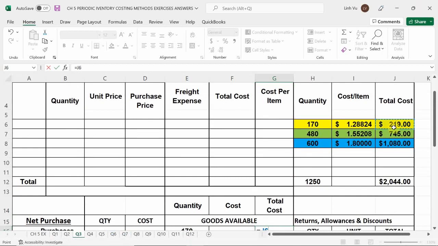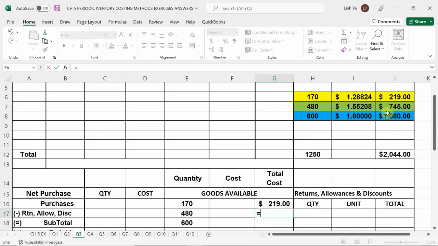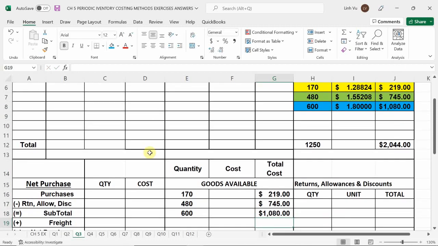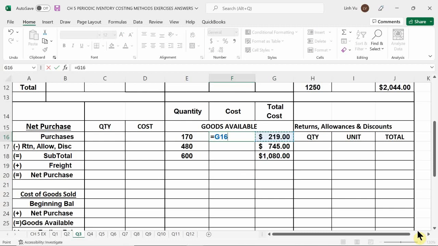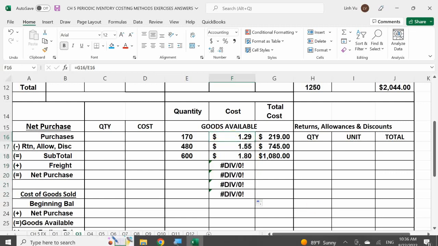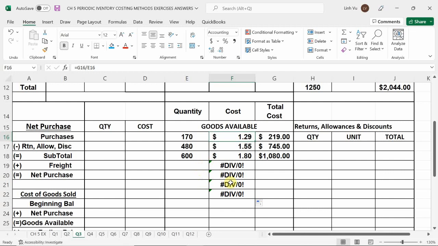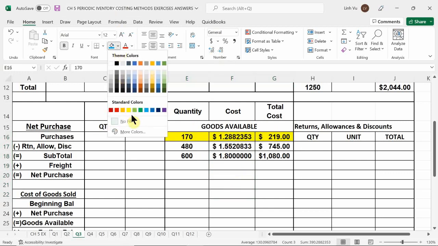So you got 219, you got 745, and you got 1080. And this formula writes my cost per item. All right, and I'm also going to color code them too, because if I started one way, then I'm going to continue to do that.